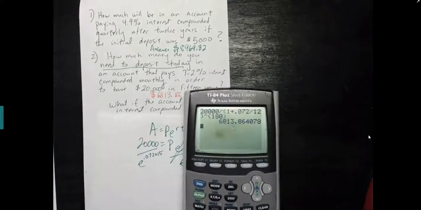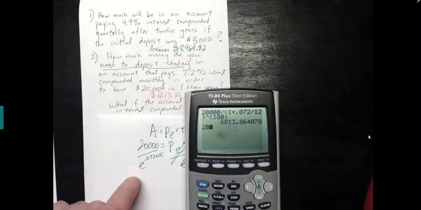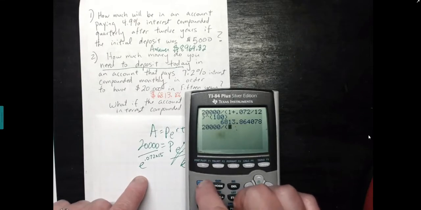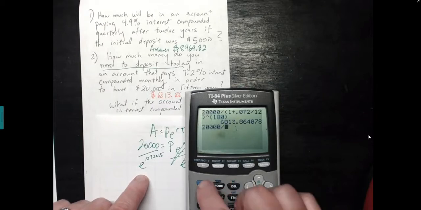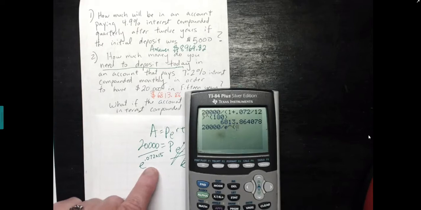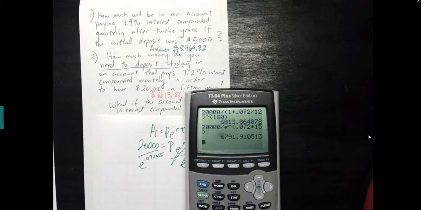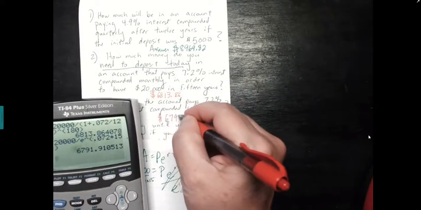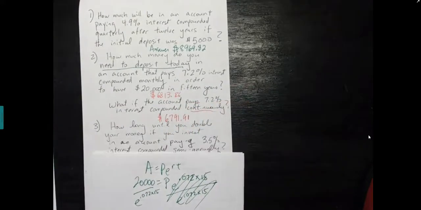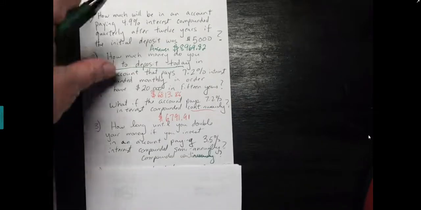Okay, so what I'm going to do here is do 20,000 and divide it by, do second ln. Actually, I didn't need that. I'll just delete that. So second ln gives me e to the power of 0.072 times 15 in close parentheses. Okay, so if it's being compounded continuously, you don't have to come up with quite as much. $6,791.91.